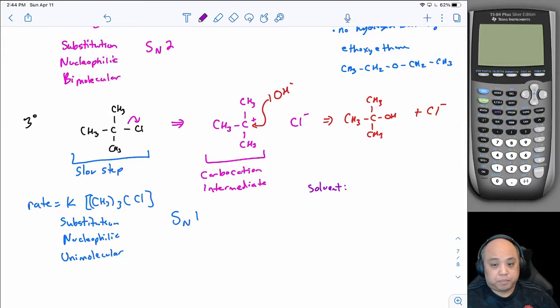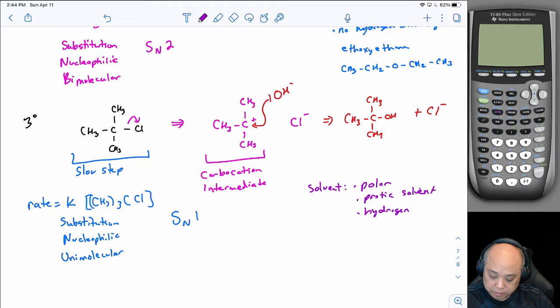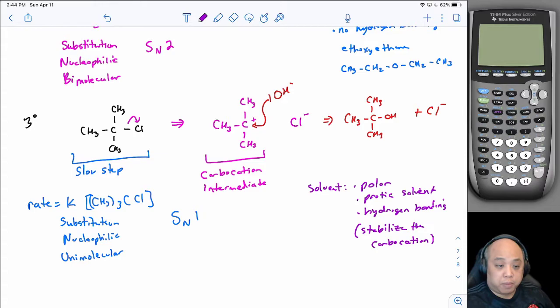Now, with this solvent, you actually want to help stabilize that positive charge. And so you actually want a polar protic solvent that has hydrogen bonding because it will stabilize the carbocation. Because remember, water's polar, but it's not a full positive or a full negative charge. It's a partial positive, a partial negative. And so what happens here is it surrounds the carbocation to make it more stable with its partial negative charge, but it's not going to prevent the fully negative hydroxide from attacking that fully positive carbon.